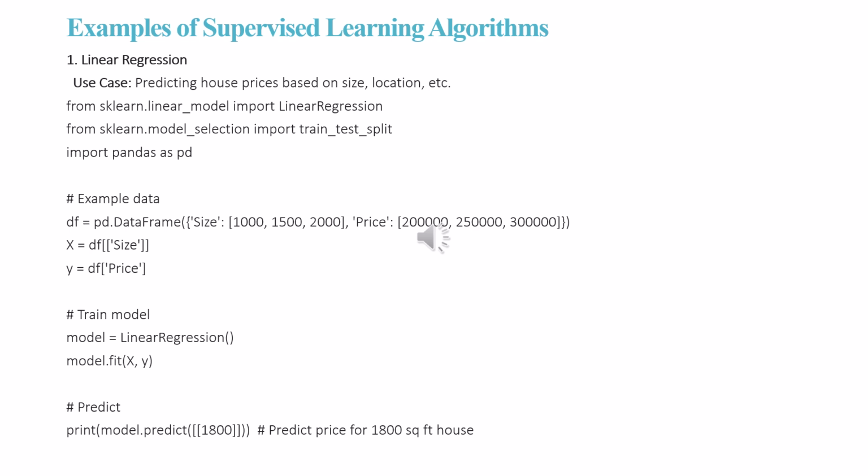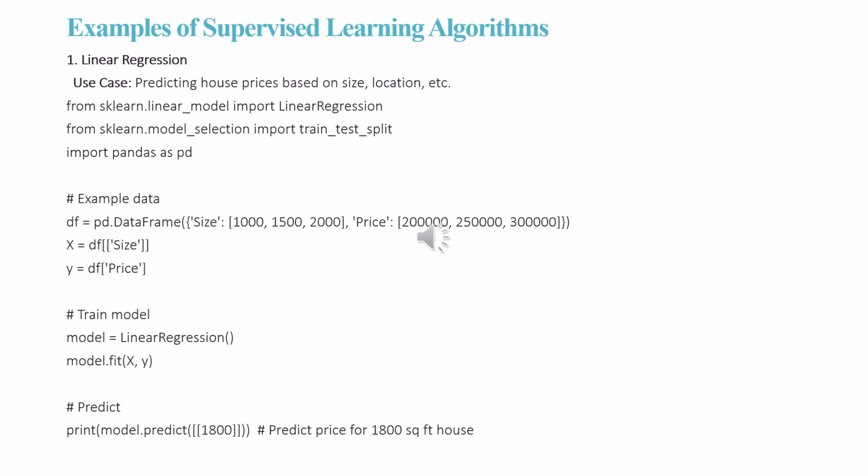The next example of a supervised learning algorithm is linear regression. You can take house price prediction based on size, location and so on. To use the algorithm, you import it from sklearn, sklearn linear model, and then you import pandas. I am going to import example data. DF is nothing but a data frame, so a pandas data frame of the house size for house price prediction.